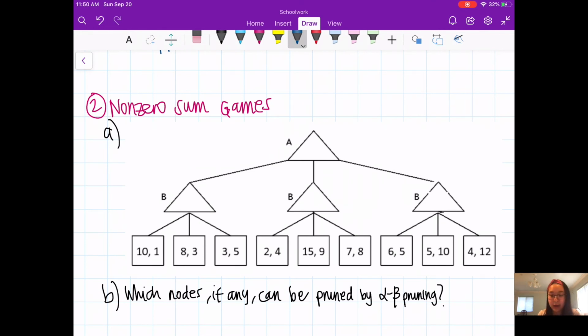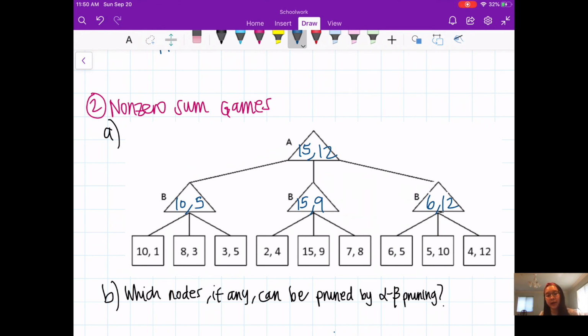So to fill it out in part A, I would look through and see that this is a max node. You have 10, 8, and 3, so the maximum is 10 for player A, and you have 1, 3, and 5 for player B, so the maximum is 5. And 2, 15, 7, so 15, 4, 9, 8, 9. And then here you have 6, 5, 4, so 6, 5, 10, 12, and 12. And here the maximum is 15 for player 1 and 12 for player 2.